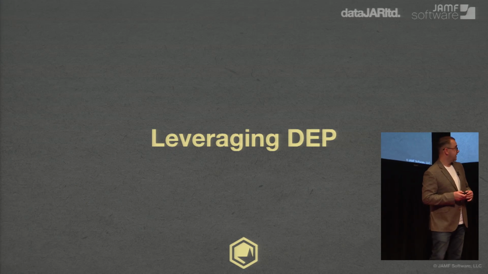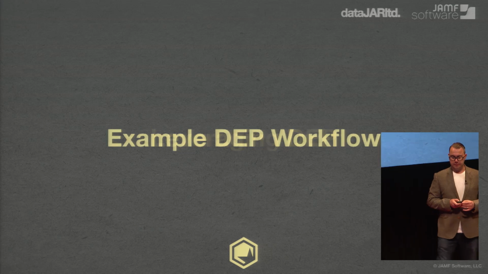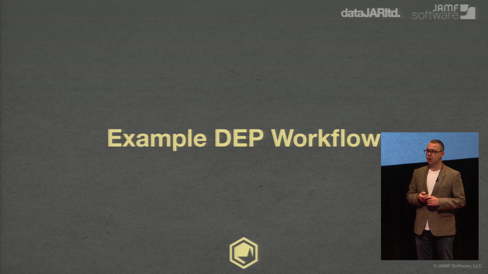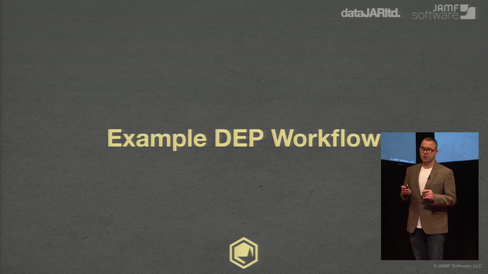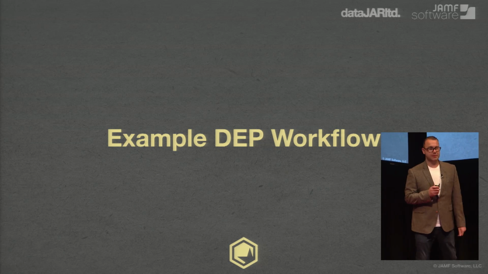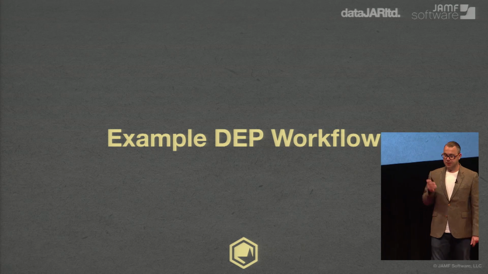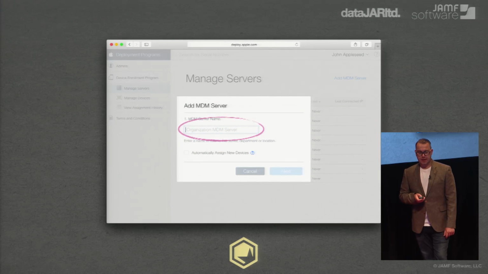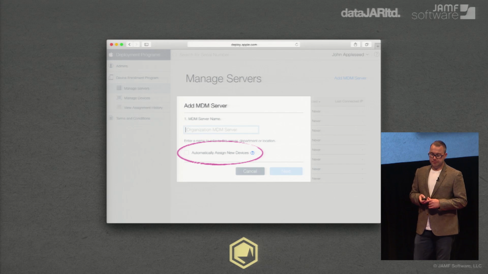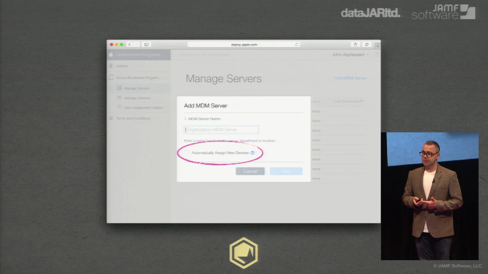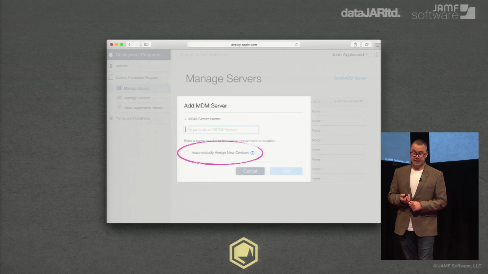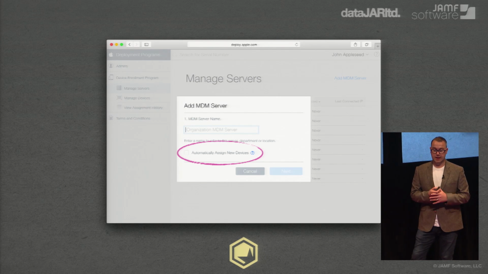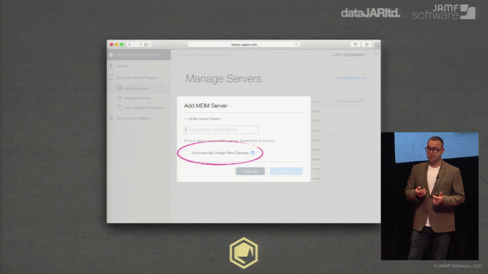Okay, leveraging DEP. So this is an example workflow that I've put together. If it's wrong, don't shout at me, but this is what we did. So, first off, go to deploy.apple.com and put in your MDM server. Automatically assign any new devices that hit into your account with your MDM server. Nice checkbox.